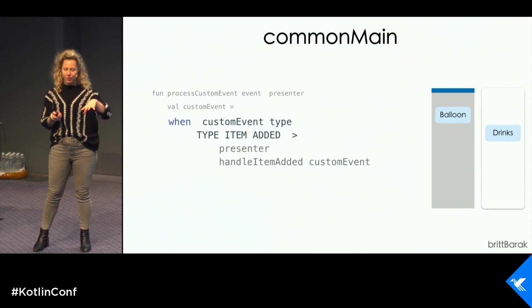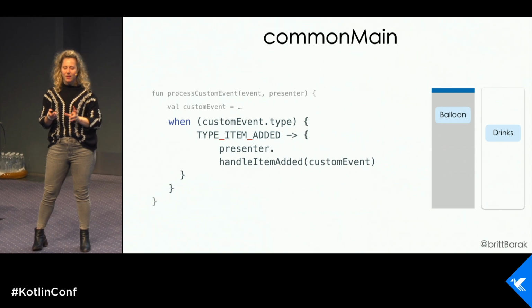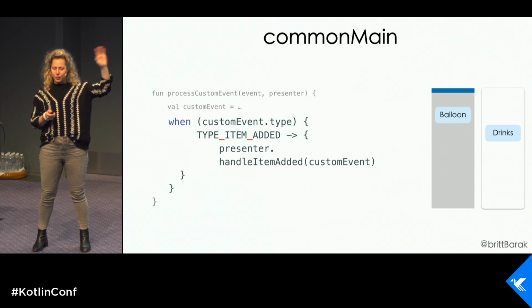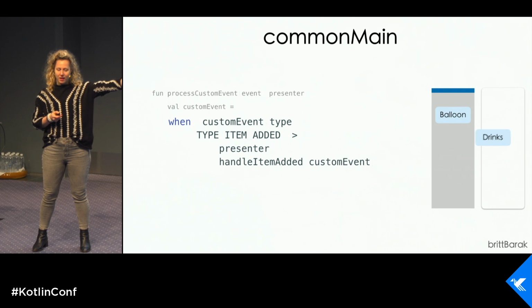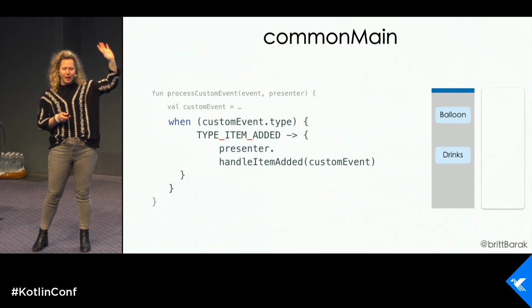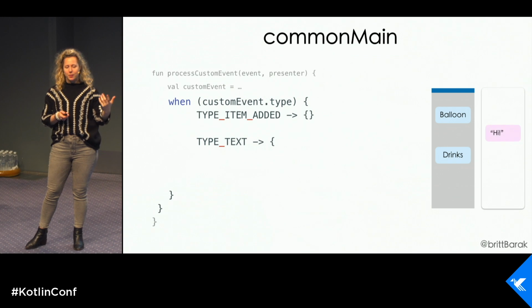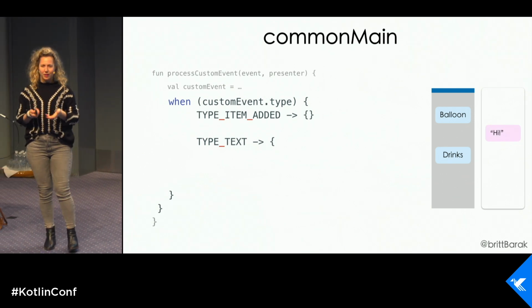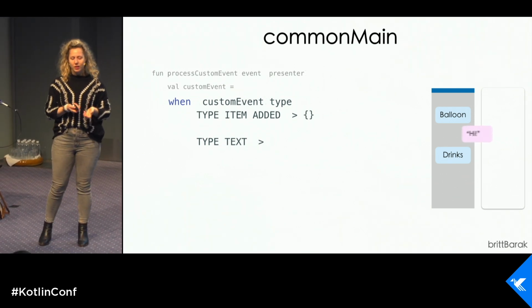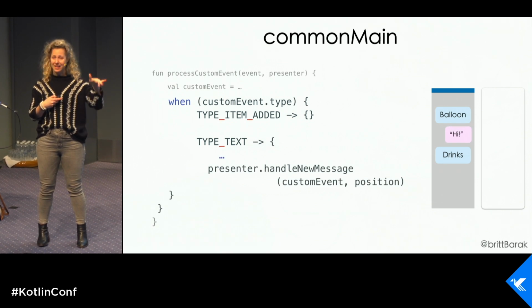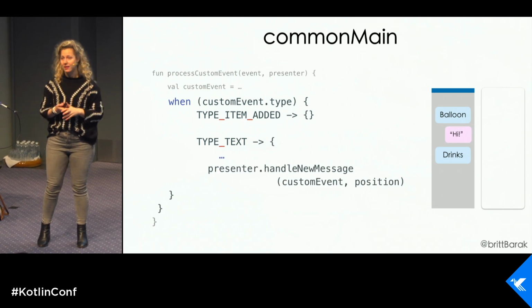And then I do kind of a sorting. If it's this kind of event, the item added event, I'll send it to the presenter to do its thing, to handle it as a new item. If this item is a text, for example, like a new message, I would sort it in a different way and send it to the presenter that will handle the message.